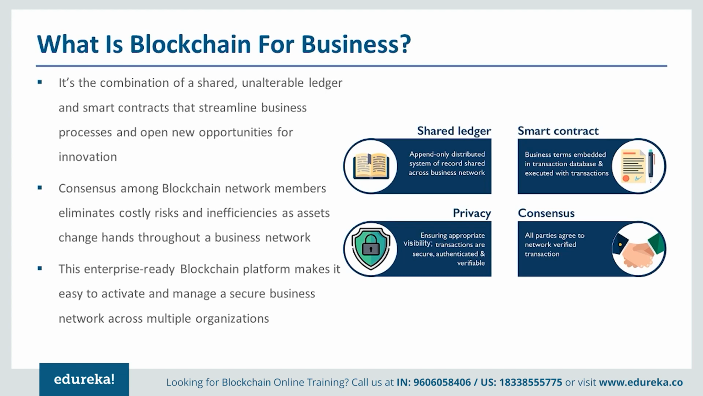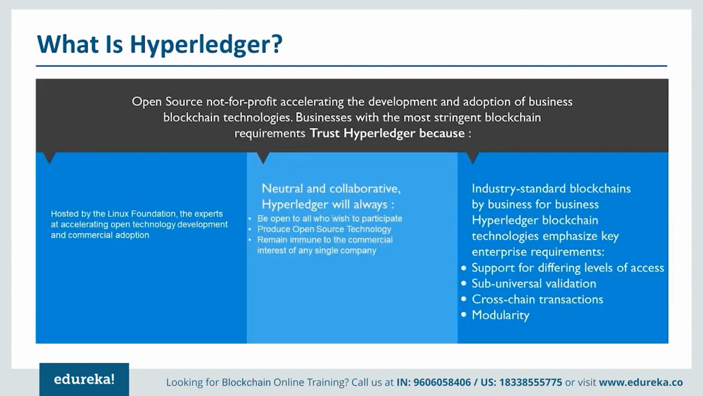There are different kinds of consensus algorithms being used in Hyperledger Fabric. Now, what is Hyperledger? Hyperledger is a product coming from the Linux Foundation. Linux Foundation is one of the biggest bodies in the world which promotes open source products, and Hyperledger is one of their projects for creating a permissioned or private blockchain. Hosted by the Linux Foundation, the experts at accelerating open technology development and commercial adoption, it is neutral and collaborative. Anyone can become a member of the Hyperledger consortium and start contributing to the network.